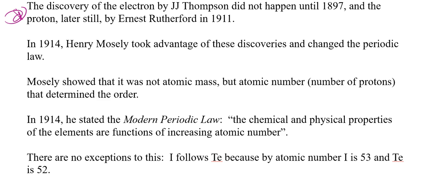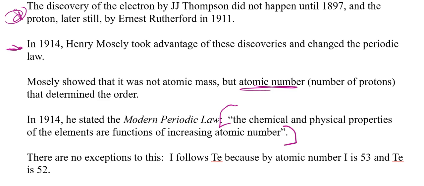But Henry Moseley took advantage of that. In 1914, he reorganized the table, so to speak. He arranged it not by atomic mass, but by atomic number, which kept the order the same, but he proved that these properties are repeating because of the protons in the nucleus. And he stated that down here: chemical and physical properties of elements are functions of increasing atomic number.